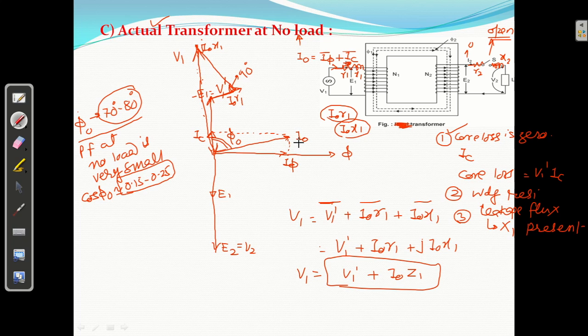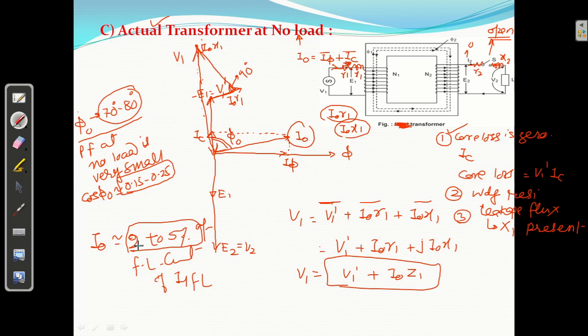And remember its magnitude. Okay, this angle phi 0, how much is it? 70 to 80 degrees. The power factor angle is very large, maybe 70 to 80 degrees, so the power factor will be 0.15 to 0.25. And what is the amount of I0? How much is I0? It is called the no load current. Approximately 2 to 5% of full load current, meaning of I1 full load. The I1 that will flow at full load, its I0 is 2 to 5% of full load current. Remember, be careful, examiners also ask this question: what is the no load current? Approximately 2 to 5% of full load current. Clear? This is a question examiners also ask in interviews and orals.